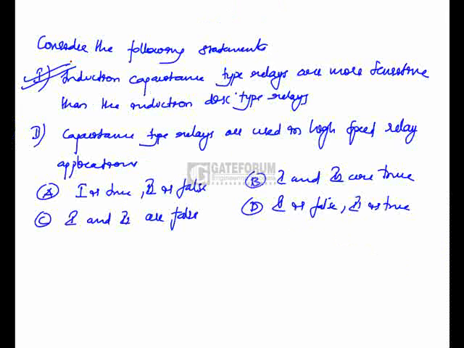Capacitance type relays are more sensitive than induction disc type relays. This one statement is true. Induction capacitance type relays are more sensitive when compared to induction disc type relays, because in induction disc type relays the construction is different. When you have two types of torques, there will be some time to rotate the disc because of the friction. But in induction capacitance type relays, we don't have any friction. So if you give very less input, there will be a good amount of deflection. That's why induction capacitance type relays are more sensitive.